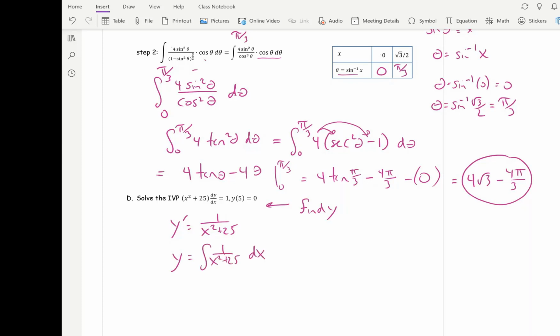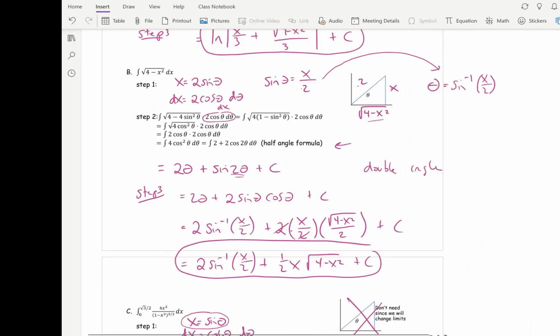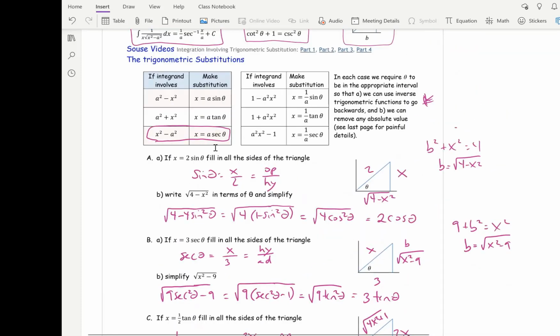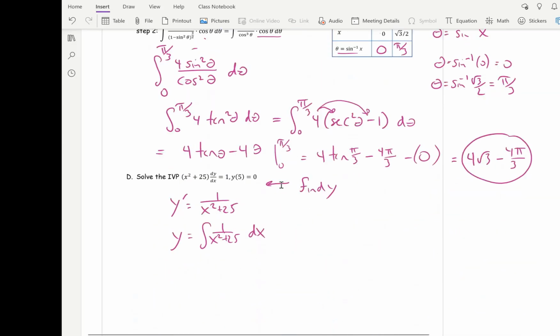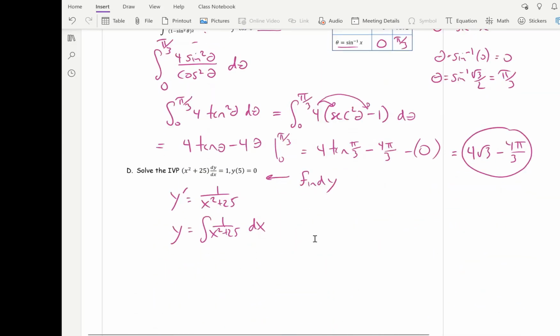Now you could do a trig sub on this using your table. So it's a squared plus x squared. Let me scroll up here. The table would say let x equal a tangent theta. However, you'll end up in the same place if you just use, this is a Bible formula right here. This is just 1/5 tangent inverse of x over 5 plus c. And so if you did a trig sub, you'd go through all the steps and like 10 minutes later, you get the same answer. So that's step 1 when you're doing an IVP, find y by integrating. Step 2 is to find c.